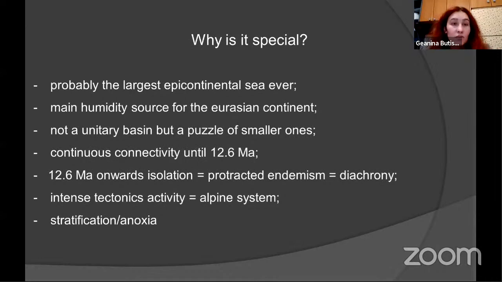As I was saying earlier, it's not a unitary basin, but a gathering of a lot of smaller basins. And they were connected continuously until around 12.6 million years ago. After this point, the isolation gets to be more intense. And as a result, there is protracted endemism and diachrony, because all these basins formed in different periods, and then they were filled in different periods. So we get a little bit of chaotic stratigraphy.